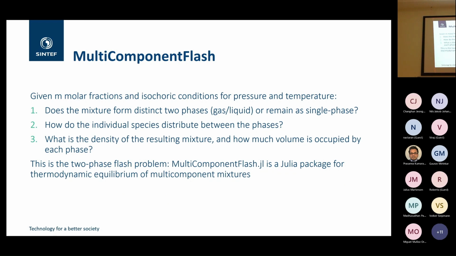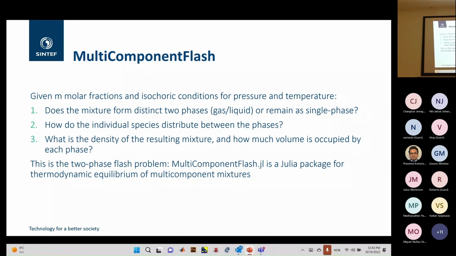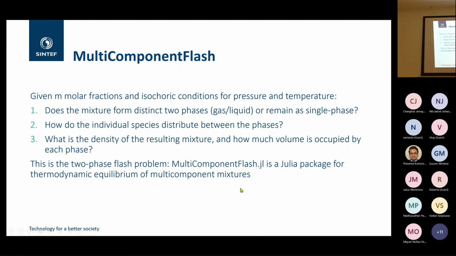The multi-component flash I'll talk about first is just a small demonstration package that we use. It's not doing the whole flow thing, but it answers a quite specific question. Given that you have m different species and you have the molar fraction of each of these, under isochoric conditions for pressure and temperature, you put this in a box, and you know the temperature and pressure of the box. What ends up being in the box?